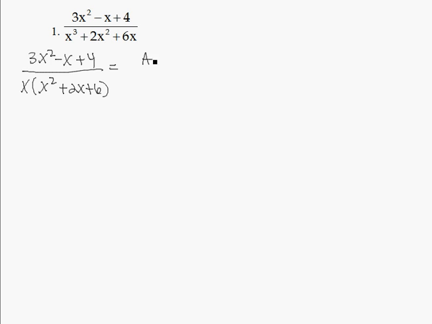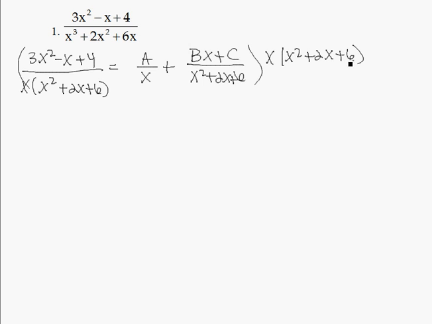So that means a linear factor just has a constant above it, and since this is a quadratic, we write a linear as the numerator. And that's a plus there. Then I multiply this whole thing by x times x squared plus 2x plus 6. So I get 3x squared minus x plus 4 is equal to a times the quadratic, and bx plus c times x.